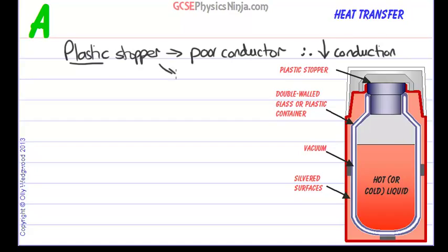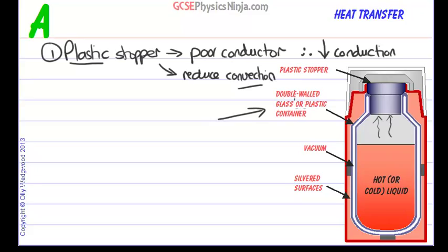Also, it is stopping any gas from rising out of the flask, and so we're going to reduce heat transfer by convection. So those are two good reasons to have a stopper, and also to stop the water from falling out and spilling out.